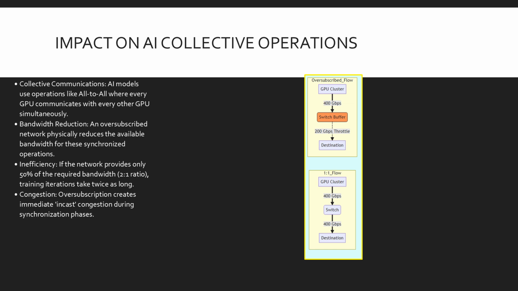Here we visualize the impact of the traffic jam. In the top scenario, we have a 1:1 ratio. The data flow moves from the GPU cluster to the network switch and out to the destination at full speed, 400 Gbps. In the bottom scenario, an oversubscribed link creates a bottleneck. The switch buffer fills up because the ingress is faster than the egress, leading to congestion, throttling, and reduced throughput for the critical gradient updates.